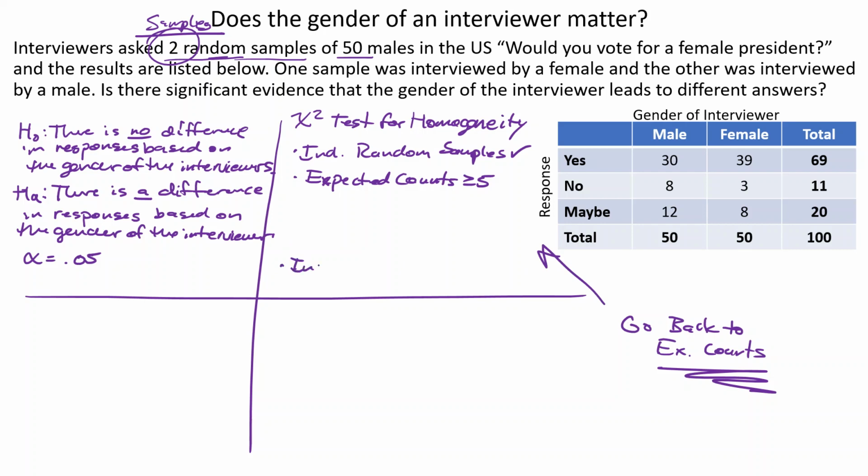All right, and independence. So we interviewed a total of 100 people, so that means our n is 100, which is definitely less than 10% of all, and we were just interviewing all men, so males in the US.